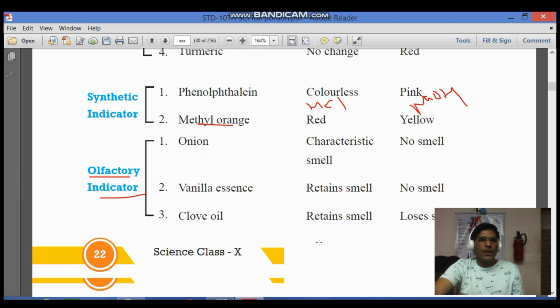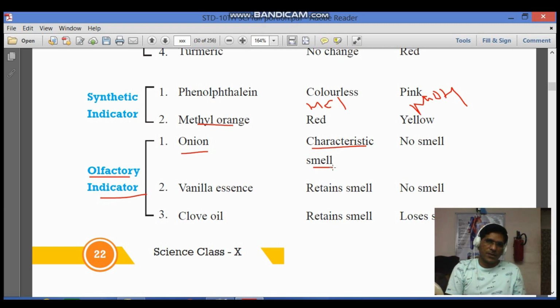In olfactory indicators, if you take onion, we already have a particular smell of onion. So when an acidic solution is there, the characteristic smell remains. It means the characteristic smell of onion is present if an acidic solution is there. But if a base is there, then no smell. This means we can identify whether the solution is a base or an acid.